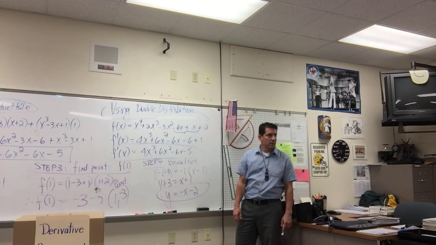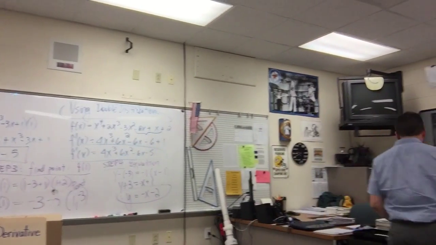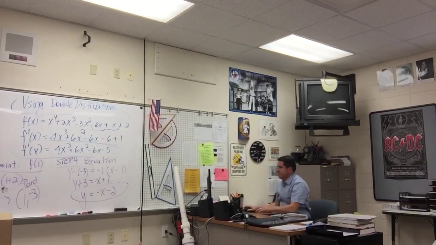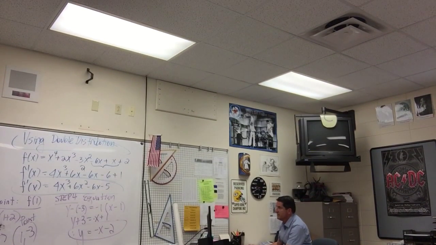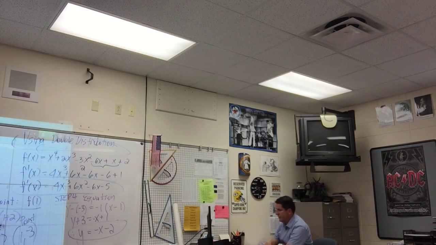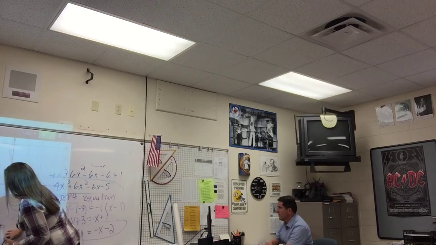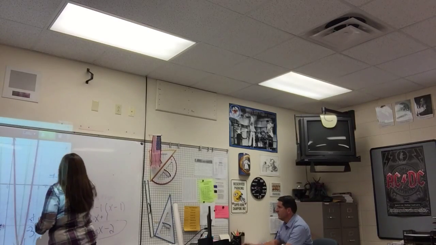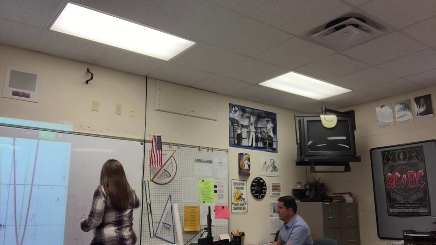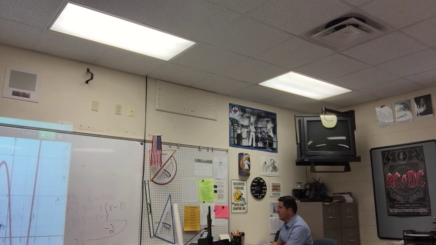Should I do it? Want validation? Okay. Somebody erase the middle there while I do this. Just the middle part. Well, I think I can get the rest. What was this? x to the third minus 3x plus 1, x plus 2. Okay. So that's the equation. And then what did I say? y equals negative 1x minus 2.